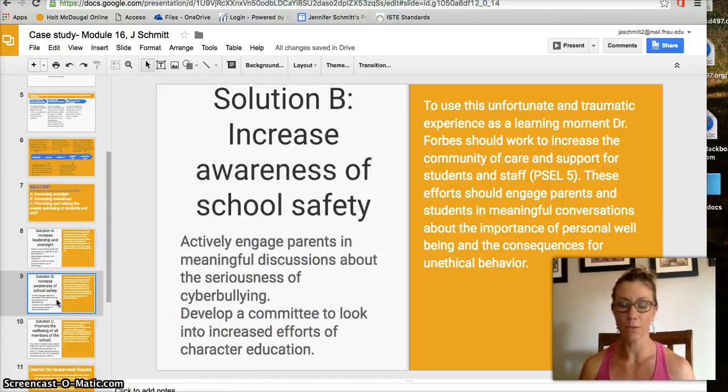Secondly, solution B would be increasing awareness of school safety externally. So that involves actively engaging parents and students and other community members in meaningful discussions about the seriousness of cyberbullying, the threats that have appeared at the school, and then to develop a committee to look into increased efforts of character education.